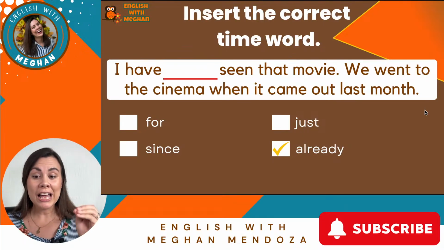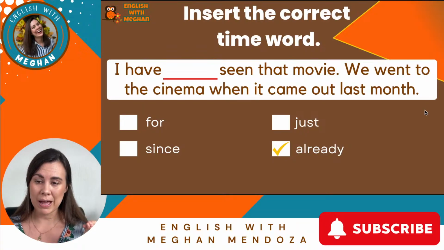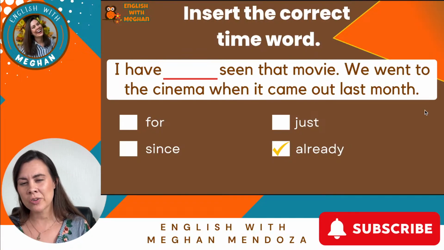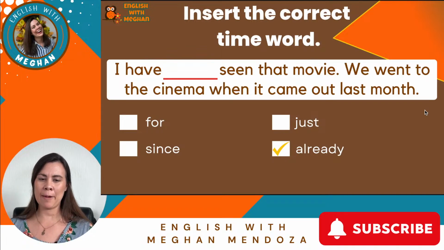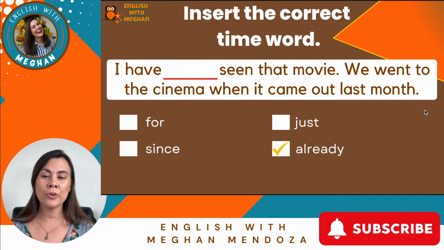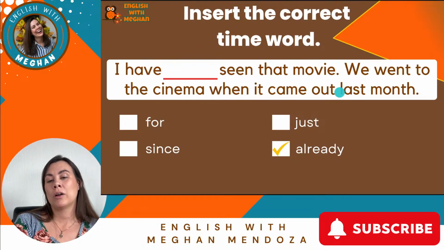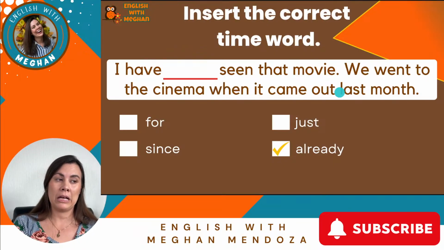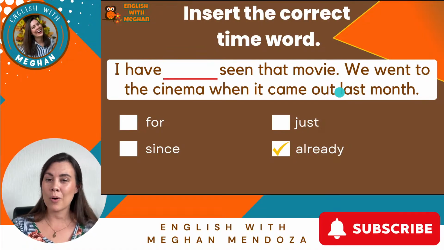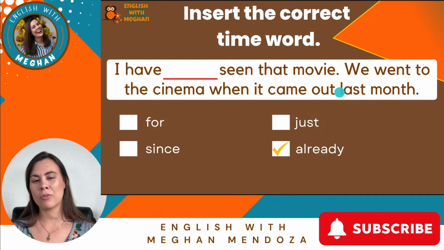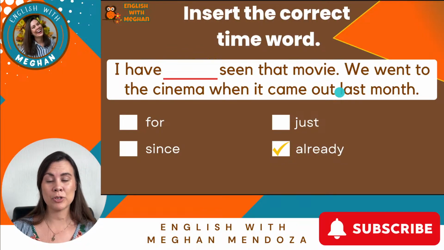Remember that just is for recent past. Already is for not so recent past. It just says this happened. So our keyword there was last month, right? Now, if you said, we went to the cinema this morning or last night, then you could say just. But a month ago, already: I have already seen that movie.